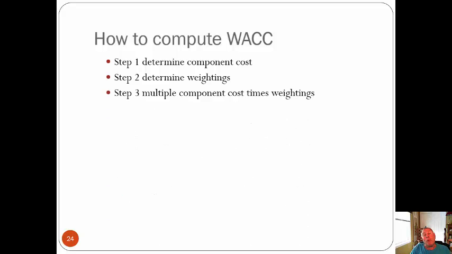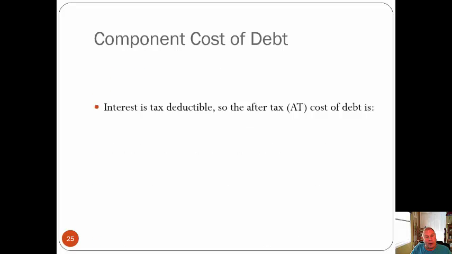Then we multiply the component costs times the weightings, and then we add them up. And that is the total of what our weighted average cost of capital is. So let's look at each component and look at what their costs are.